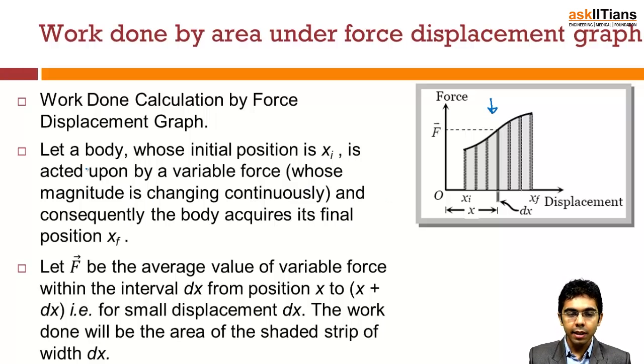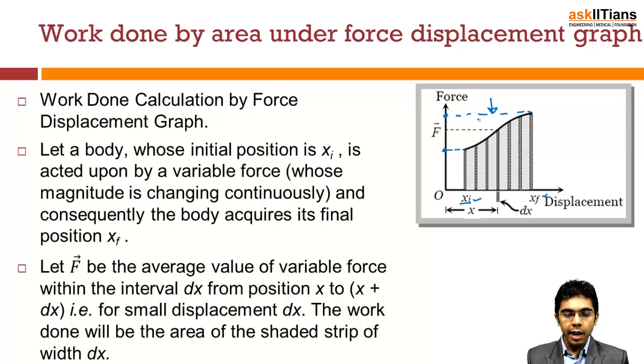So let's start with a body whose initial position is xi, acted upon by a variable force, and consequently the body acquires its final position xf. When the body is at the initial position xi, the force acting is this much amount. Now if the body reaches the final position over here, this much amount of force will act on the body.